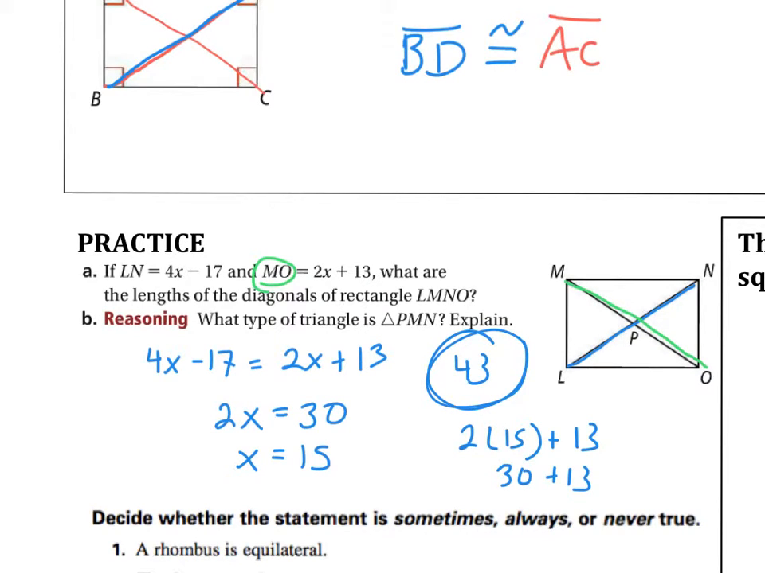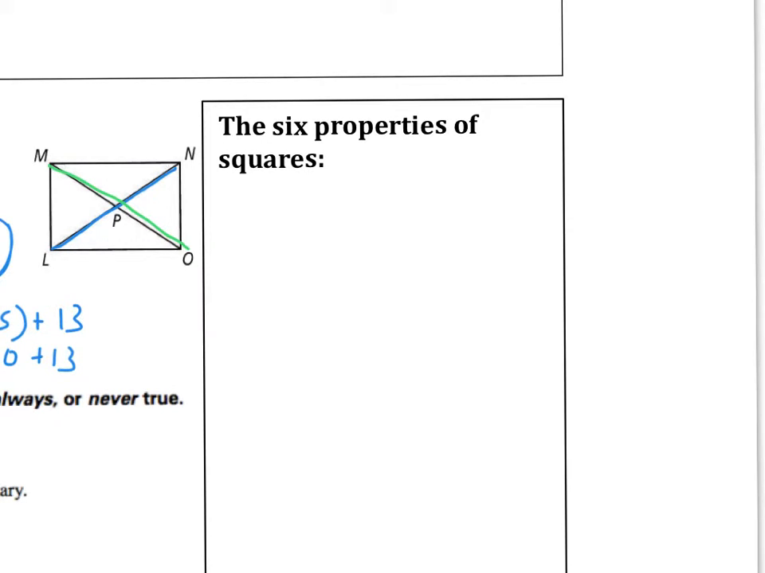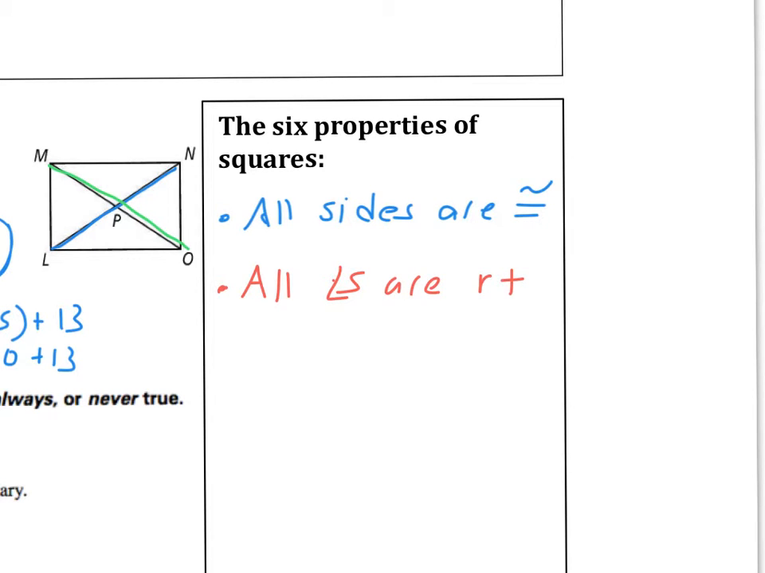Each diagonal is 43. We want to look at the properties of squares. Now remember, there are more than these, but they are so specific that they supersede others. So for example, all sides are congruent is its rhombus heritage, the heritage of being a rhombus. So it is true that opposite sides are congruent, but more specifically, all sides are congruent. It's true that opposite angles are congruent, but more specifically, all interior angles are right angles. So not only are all the angles congruent, but all the angles are right. So this supersedes opposite angles being congruent.